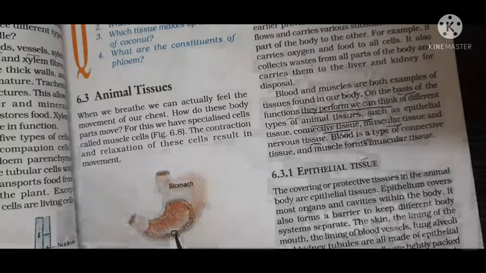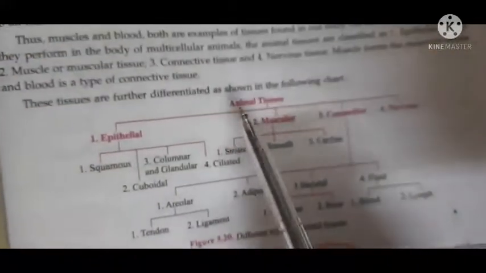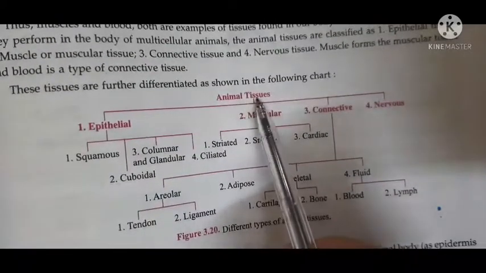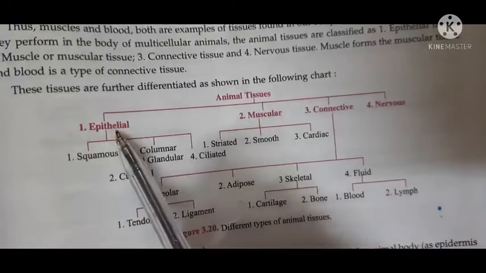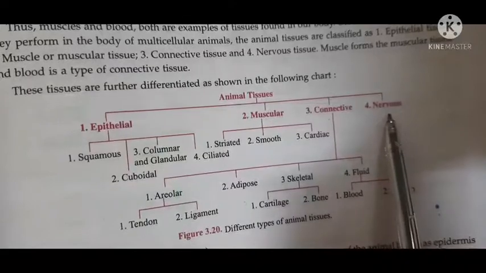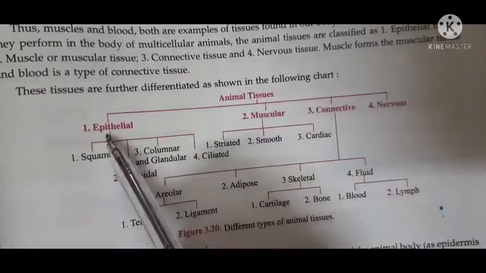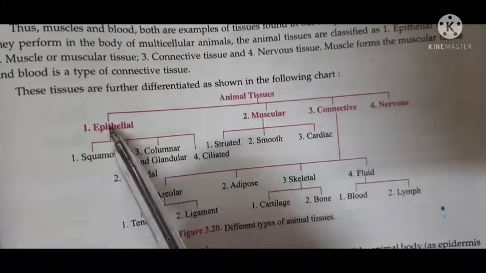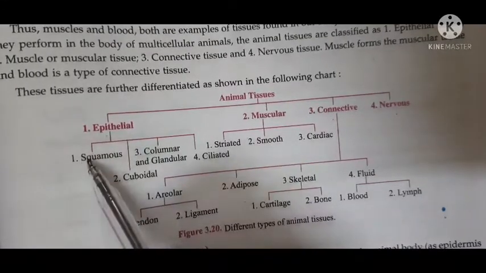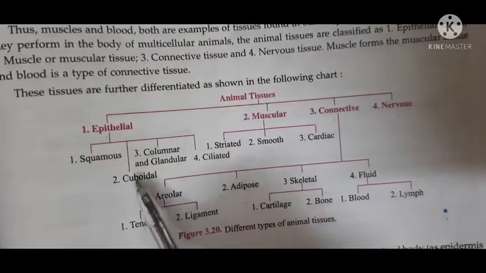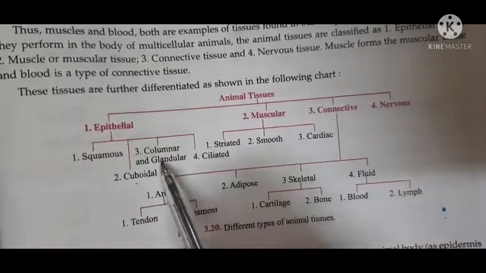Now just see this flow chart here. Can you see clearly, all of you? Now this is animal tissue. This animal tissue is of 5 types: epithelial tissue, muscular tissue, connective tissue, and nervous tissue. Epithelial tissue is generally protective in function. It forms the covering of the organs. But this epithelial tissue is again of 4 types: squamous epithelium, cuboidal epithelium, columnar and glandular epithelium.